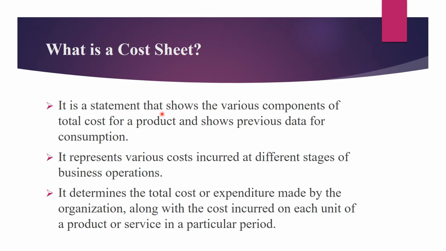It is a statement that shows the various components of total cost for a product and shows previous data for consumption. It represents various costs incurred at different stages of business operations. It determines the total cost or expenditure made by the organization, along with the cost incurred on each unit of a product or service in a particular period. So, we can say a cost sheet is a brief summary of cost incurred on each unit of a product.